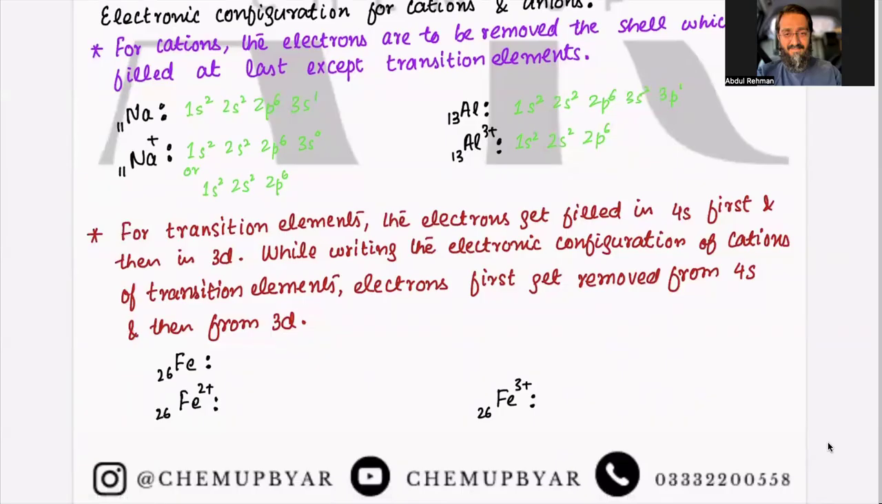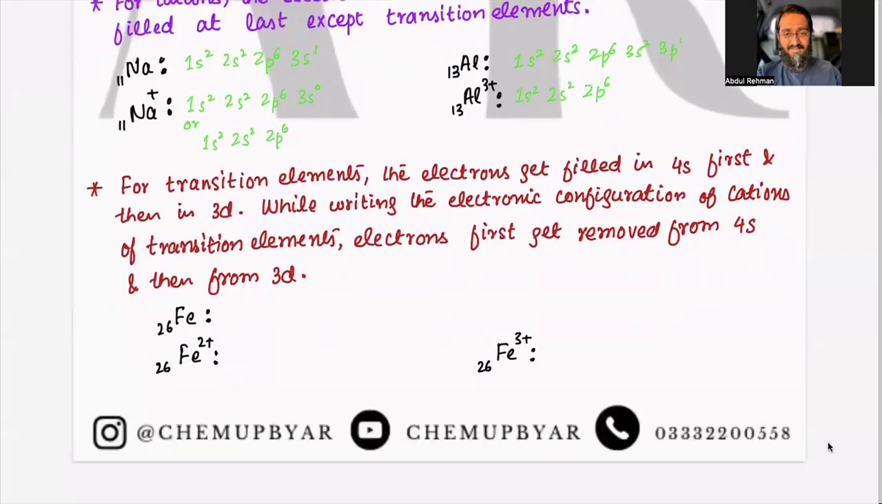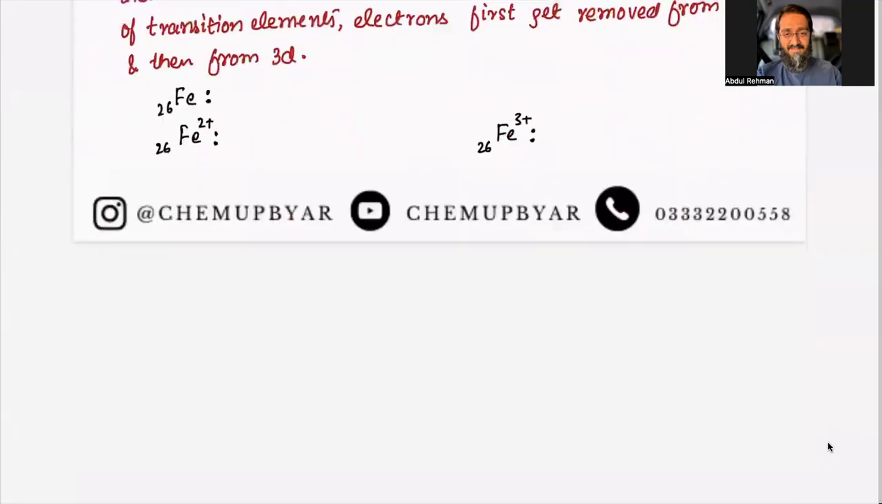Now for the transition elements, what we really do for the rest of the cases, we move in one order, and the subshell which we filled last, when the atom becomes an ion, the electrons are going to be lost from that subshell only. But in the transition elements, we usually fill the 4s first, and then we fill the 3d. So when we remove the electrons, we are going to remove them from 4s first, and then from the 3d.